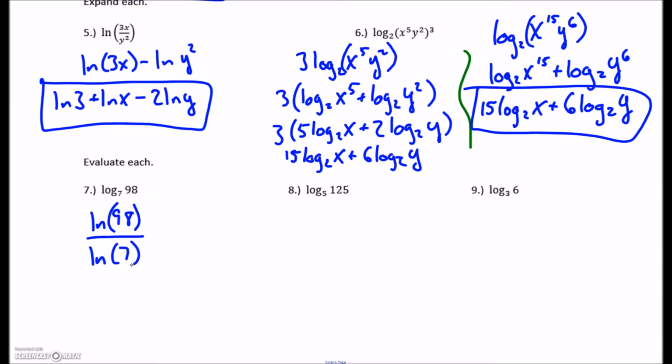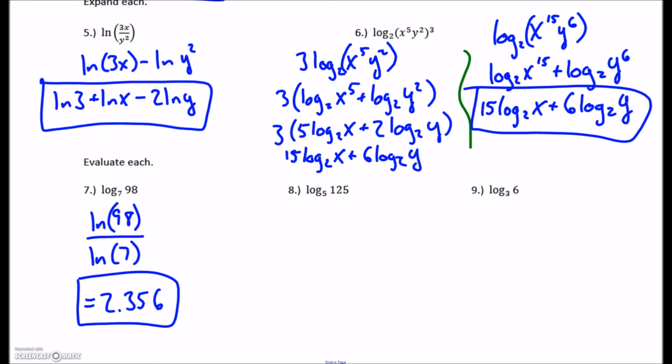And when you plug this into your calculator, just make sure you close those parentheses around the 98 before you hit that divided by the natural log of 7. And when you do this, it gives you approximately, we'll say, 2.356. I'll go 3 decimal places this time.